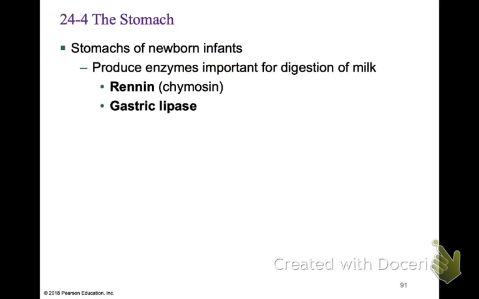In newborns, there are a couple of other enzymes that are secreted, and these are associated specifically with milk being the main food for a newborn. Renin, notice renin has 2 N's. We're going to meet another thing called renin, R-E-N-I-N, so let's keep them straight. Renin coagulates milk. Gastric lipase breaks down milk fat, starts the digestion of the lipids in the milk. The main job of renin is to simply coagulate the milk.